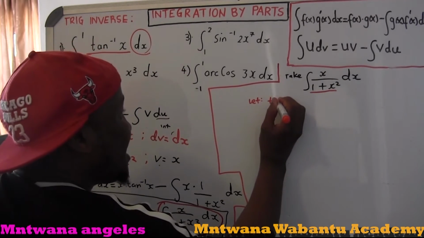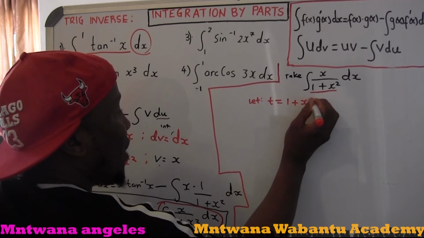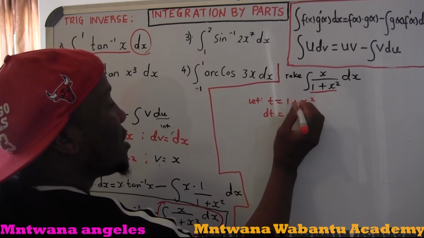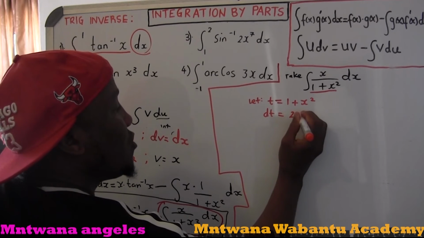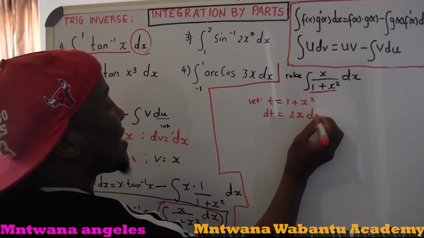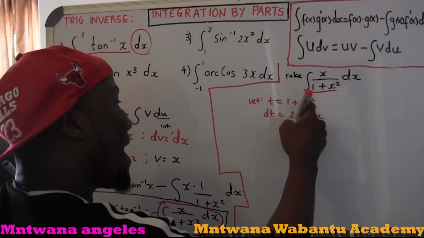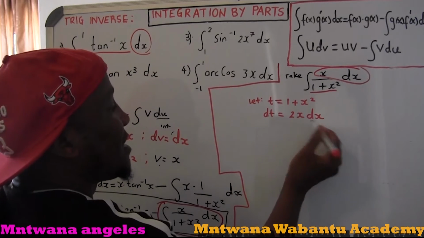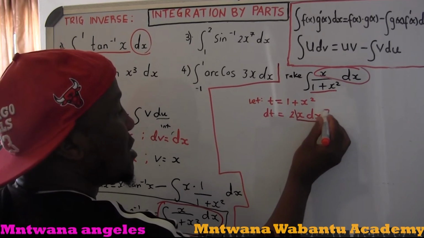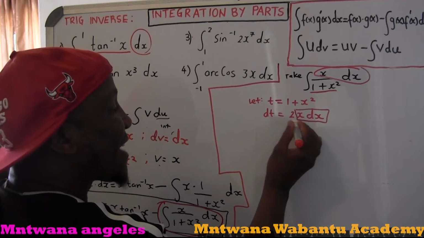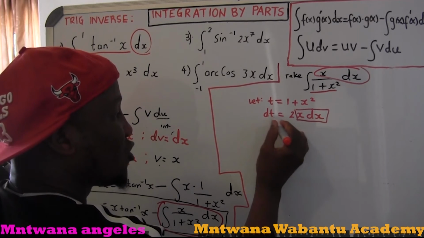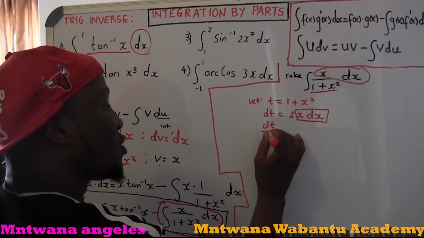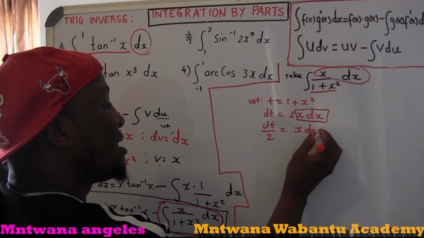So now I'm going to let t equal to 1 plus x squared. If I differentiate this, it's going to give me dt. If I differentiate 1, it's going to give me 0. And if I differentiate x squared, it's going to give me 2x dx. So I want to get this, x dx. So what is x dx? x dx means dt over 2, because I have to divide by 2. So x dx equals dt over 2.